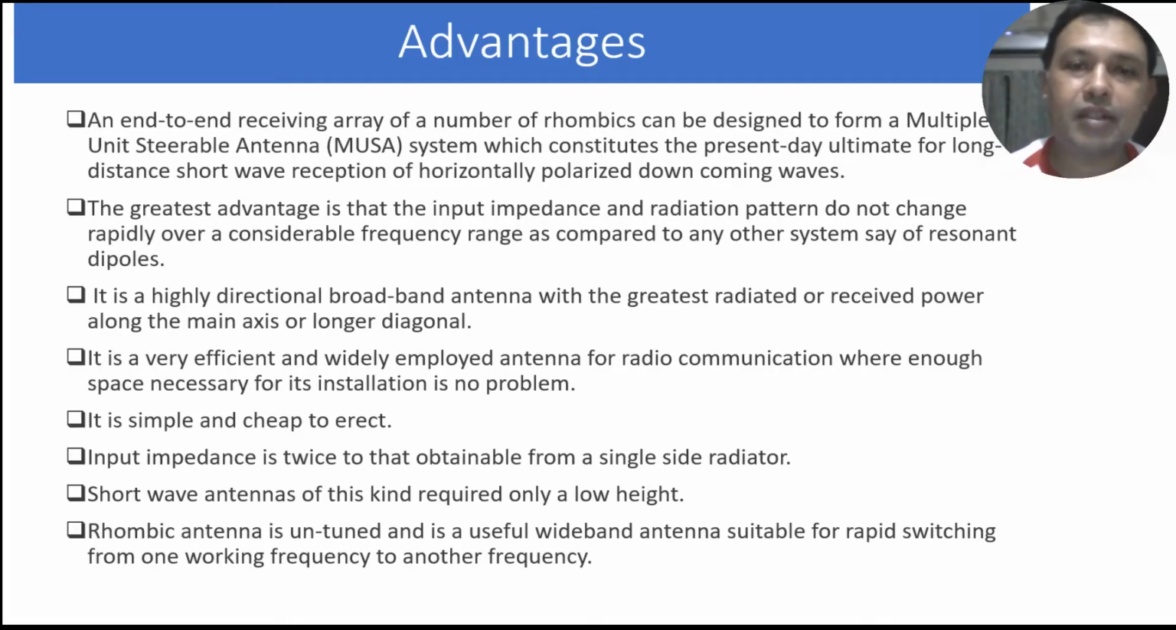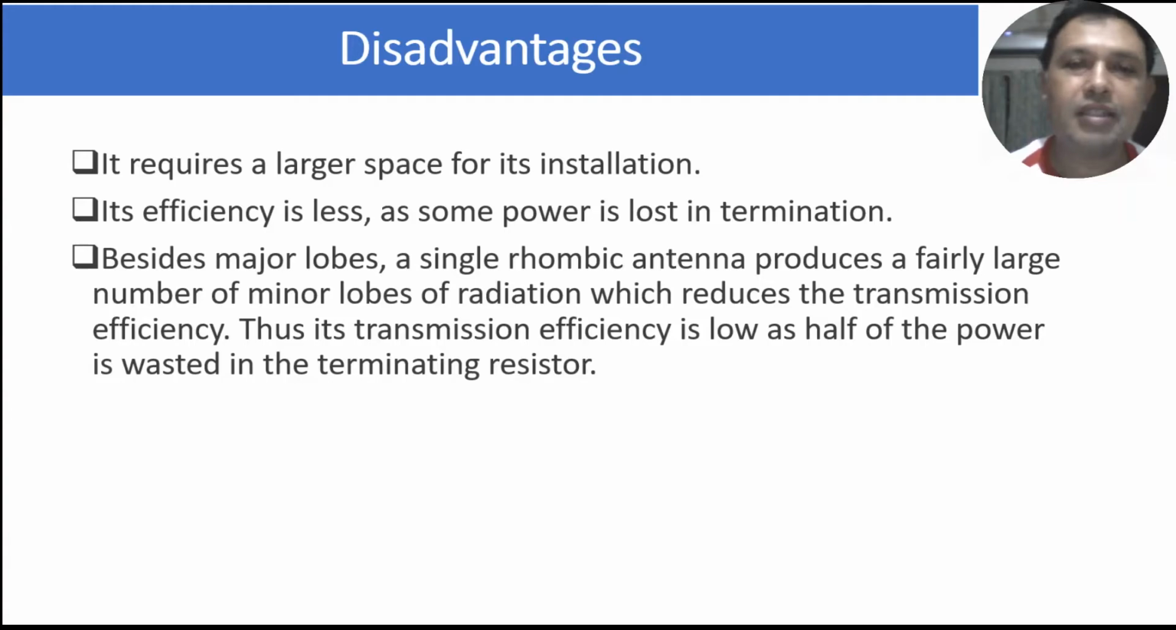In spite of this advantage, there are some disadvantages, and this disadvantage is very important. That is that it requires a larger space for its installation. Its efficiency is less, for some power is lost in the termination, because if you terminate it with the resistor it will give the loss. But if you terminate with open-ended, this also gives the loss. So there is always loss in the rhombic antenna. And besides the major lobes, a single rhombic antenna produces a fairly large number of minor lobes, and this is also the disadvantage of this antenna.